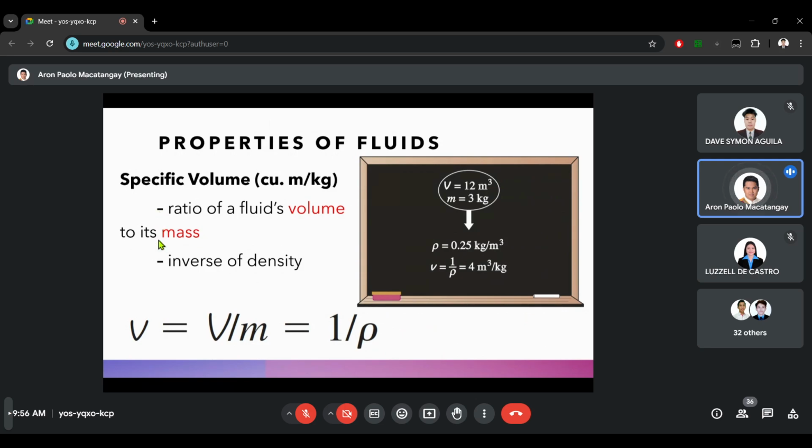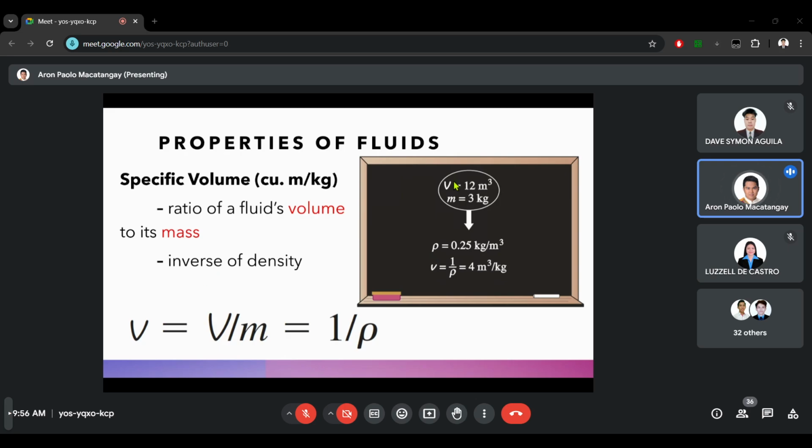Okay. Other property, specific volume. Specific volume is just the inverse of density. So if your density is mass over volume, mass per unit volume, then your specific volume would be volume per unit mass. Okay, just the inverse.